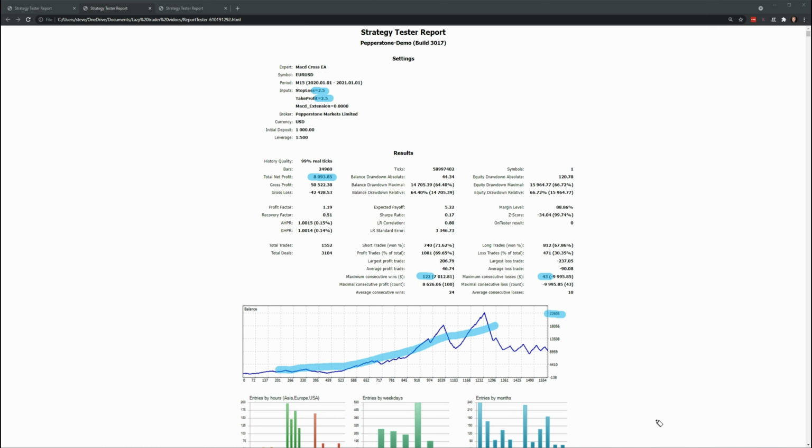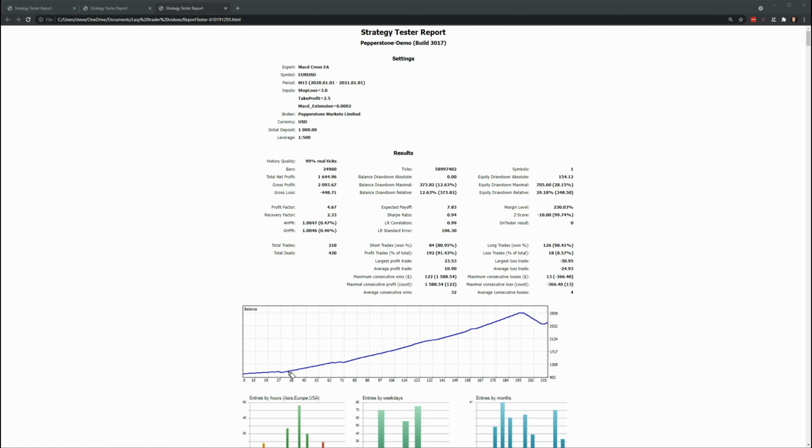Let me show you another result that looks a little bit more conservative. Now this graph might be a little bit more appealing to you.